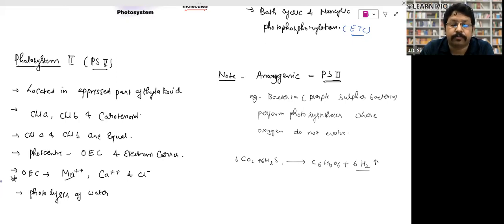Full stop. Next point. Water, H2O, is the electron donor in oxygenic photosynthesis.